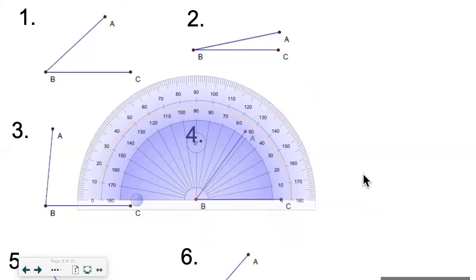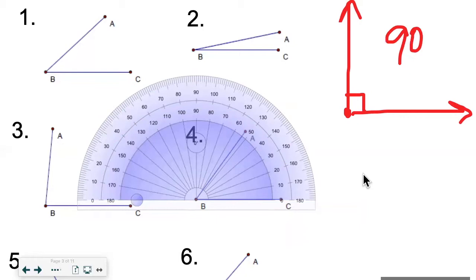So if you know that a 90-degree angle looks like this, you have perpendicular rays that form a square corner. That is a 90-degree angle, and we call that a right angle. That is a right angle.